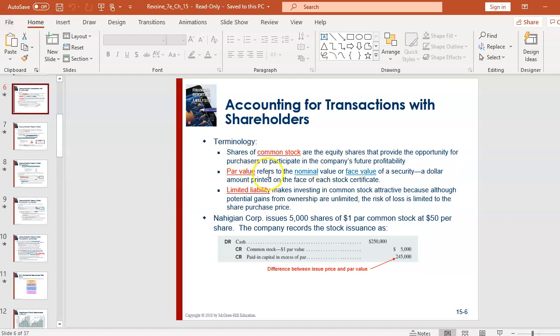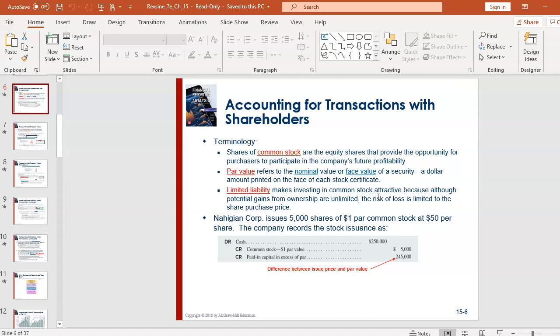The par value is usually very small. It's also called nominal value or face value. Typically, a very small amount, a dollar would be even high nowadays. Limited liability. The reason for this is the risk of loss is only the cost of your investment. So if you buy a share of Costco for $100 and a year later Costco goes bankrupt, the maximum you'll lose is the $100. You cannot lose more than that.